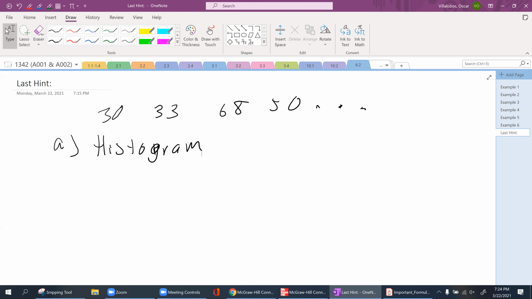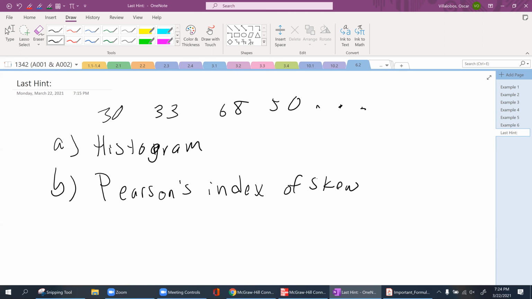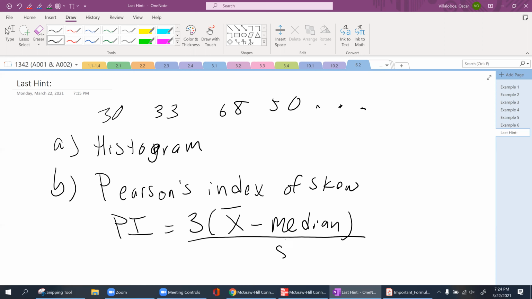Another thing you're going to be asked to find will be the Pearson's index of skewness, where this index, we said, was 3 times the mean minus the median, all over the standard deviation. So that's a hint.